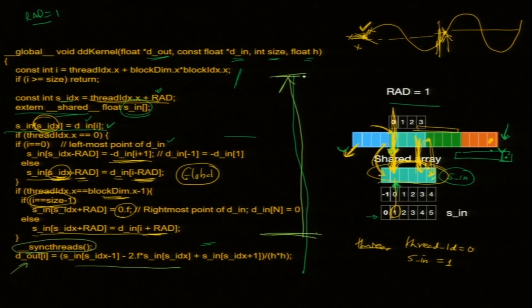How do I ensure that? I should sync all the threads. Sync threads means when you come here, you just wait for the other guys to also finish the work. You can take a smoke if you have a cigarette, or take some water. This is the point where every thread is told to wait until everybody is finished. After that I can do this operation: u at I plus 1 minus 2 u at I plus u at I minus 1, divided by h squared. That is it.